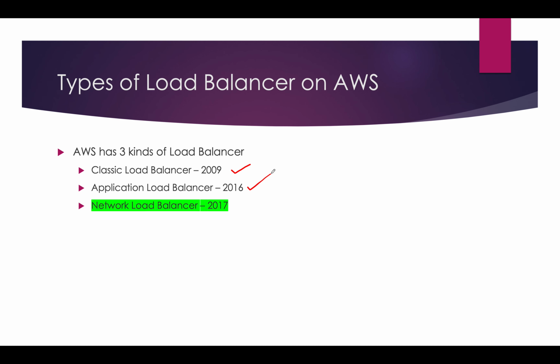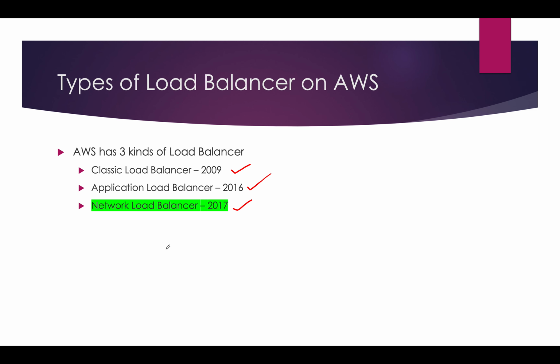After this we have a network load balancer also. This is high performance, ultra high performance. Why? Because the network load balancer will handle millions of requests per second. While giving the demo session I will use the network load balancer. We have three types. While showing the demo I will show you, we have a description also, we can read it there.